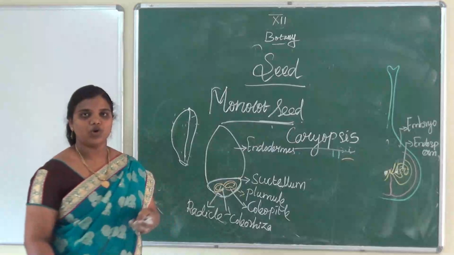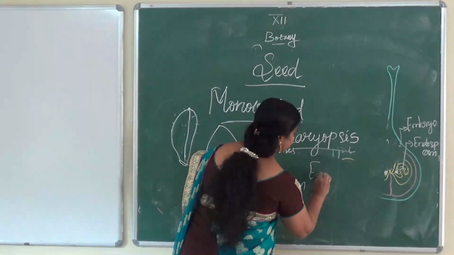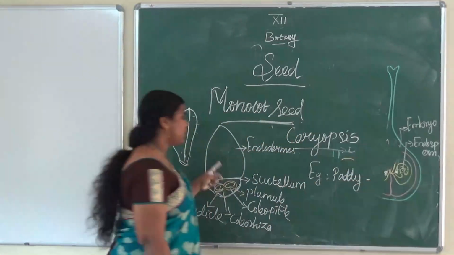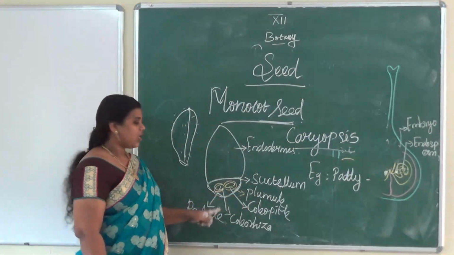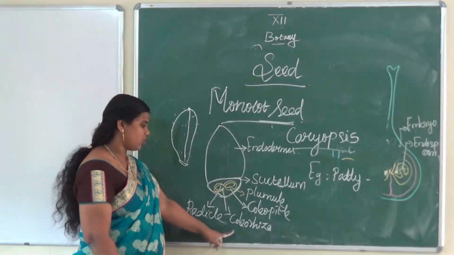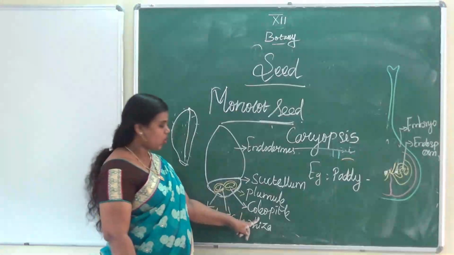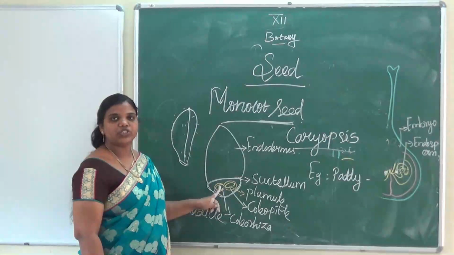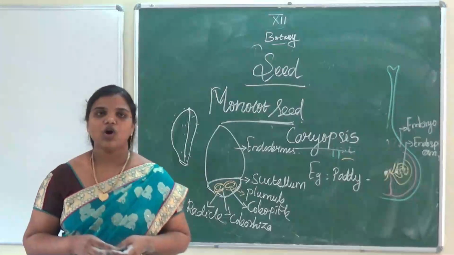This is a monocotyledon, the monocot seed. Example, paddy. The single cotyledon, shield-shaped, is known as scutellum, and the embryonal axis has the plumule above and the radicle below. The plumule is covered by a protective tissue known as coleoptile, and the radicle is covered by a protective sheath known as coleorhiza. This is the monocot seed.